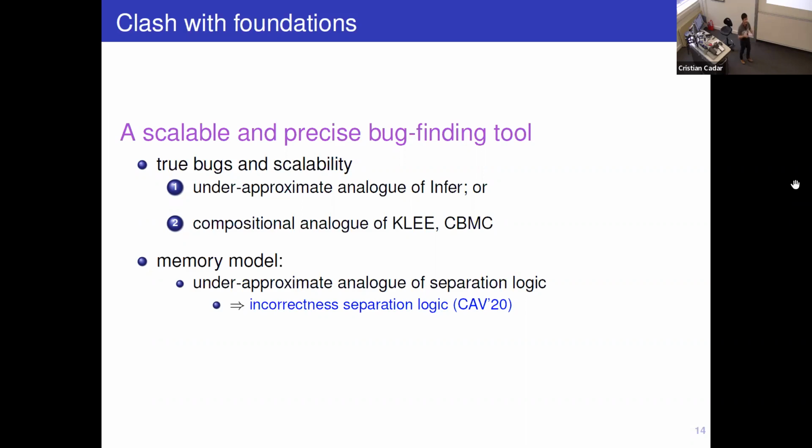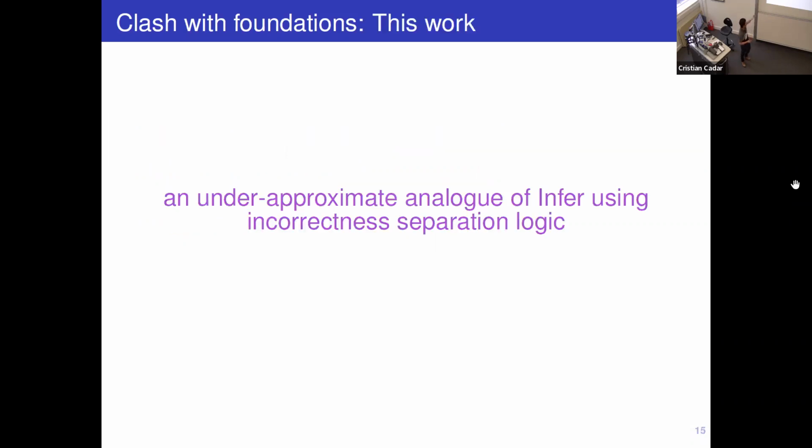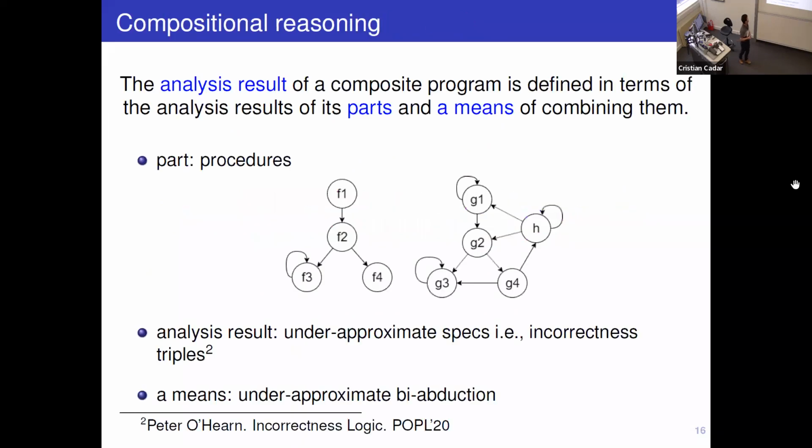Okay, so maybe other people may choose the second one, but we choose the first one, and we choose an under approximate analogy of Infer using incorrectness separation logic. So we talk a bit about the technical part, not very much, but a bit.